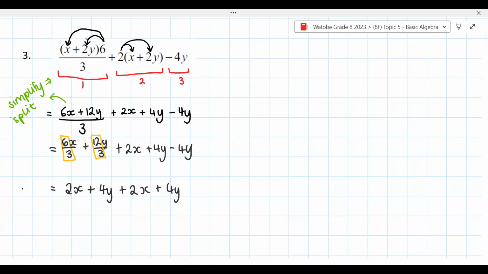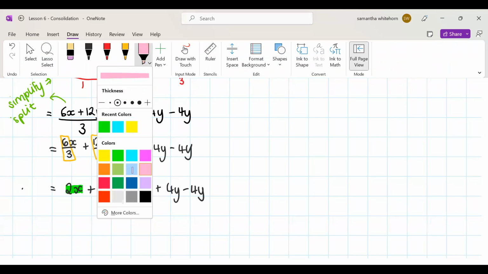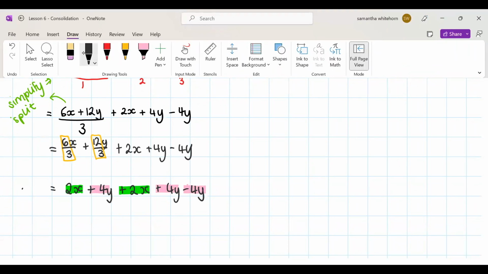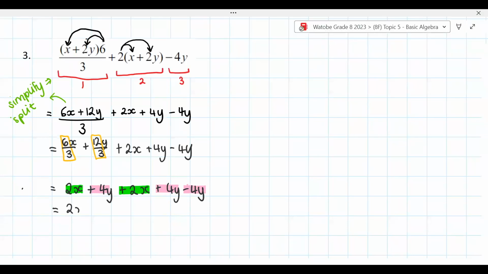And now that I've dealt with all the simplification within my terms, I can go and find my like terms. So I've got a 2x and a plus 2x. If I then go to my y terms, I've got a 4y, another 4y, and a minus 4y. So those are all of my like terms grouped together. Again, if you want to write them next to each other, in their like term groups, that's absolutely fine. You don't have to, but you're welcome to.